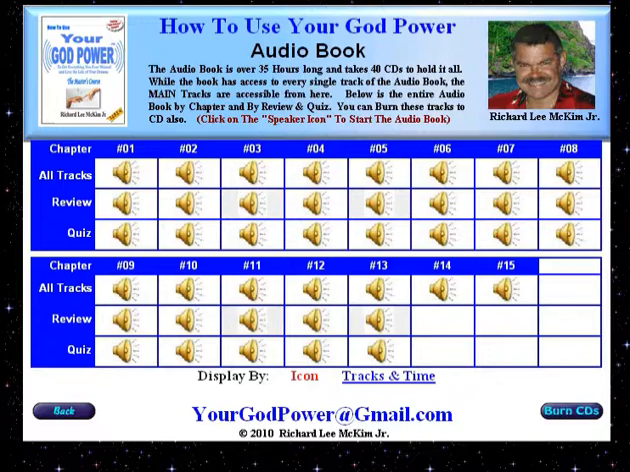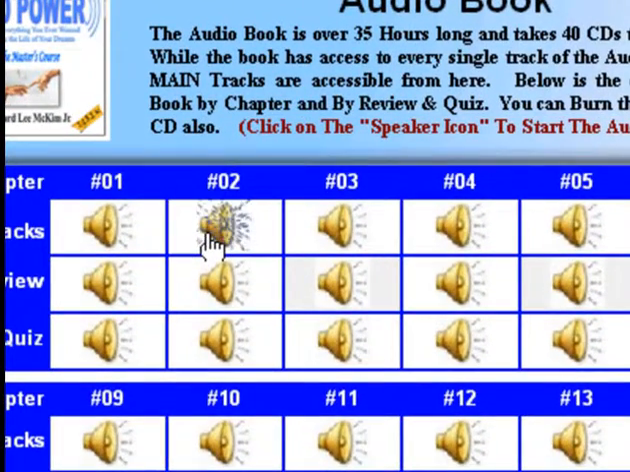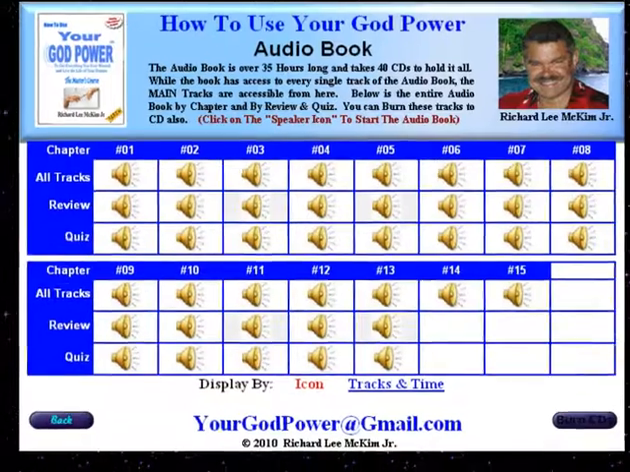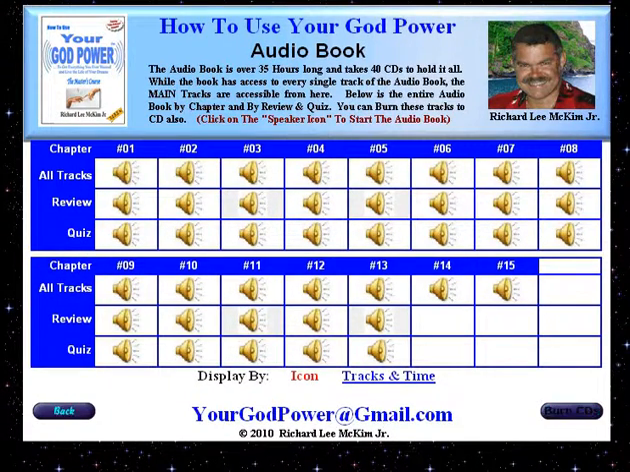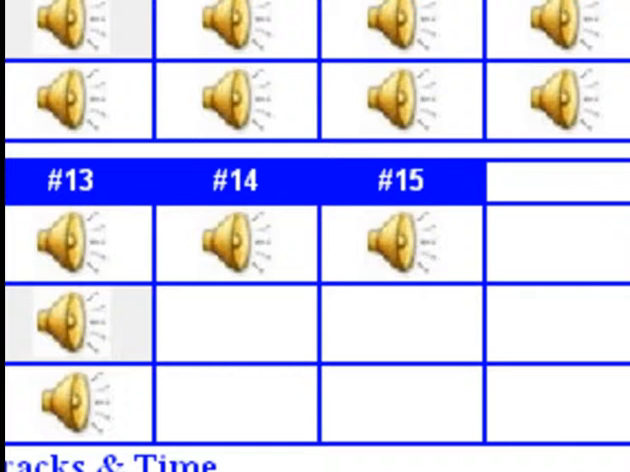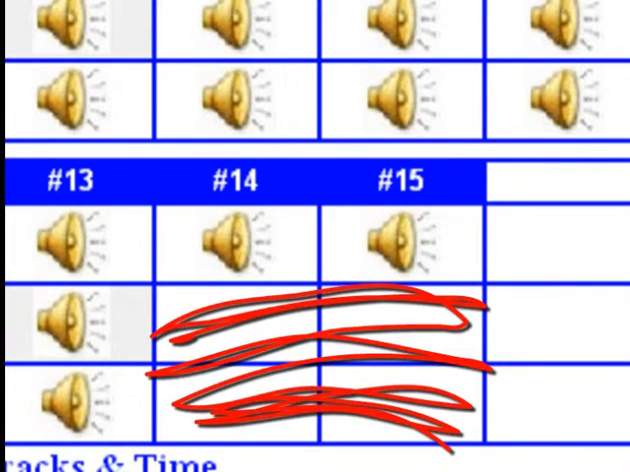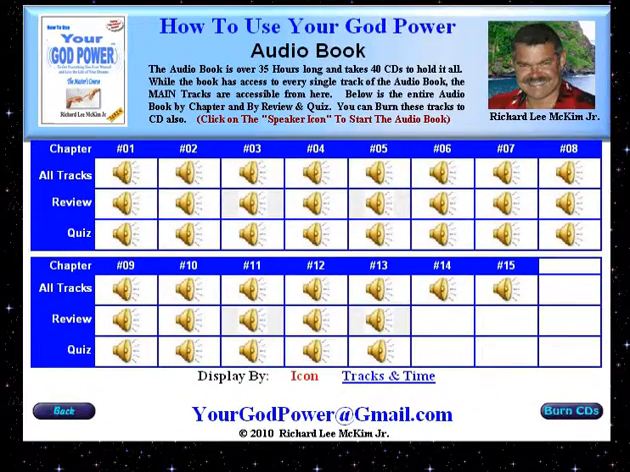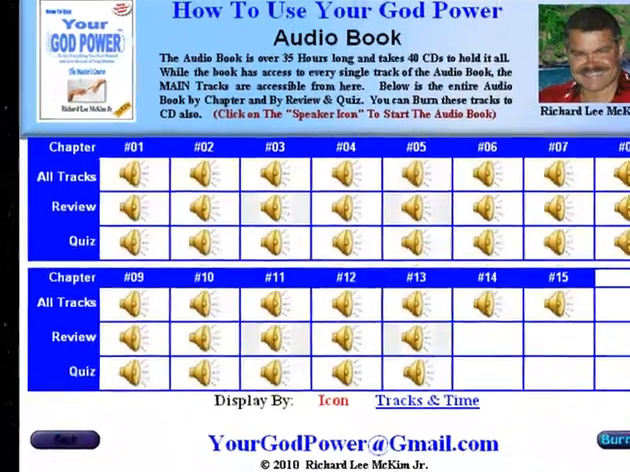Notice that when I put the cursor over the speaker icons, they energize. They become activated. The audiobook is organized by chapters, from chapter number 1 to chapter number 15. You can click on any one of these chapters and start playing the audiobook tracks for that chapter. Notice that chapters number 14 and number 15 do not have the reviews or quizzes. For example, let's look at chapter number 2.